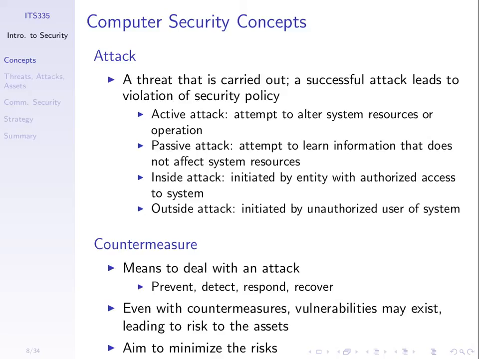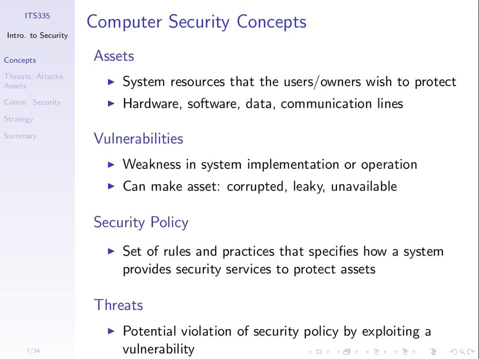Even with countermeasures, there may still be vulnerabilities and there are risks to our assets. So our overall aim is to protect our assets. So what we do is we consider, okay, what assets we want to protect, what are the vulnerabilities in our computer system, what things can go wrong. We have a policy, what do we want to achieve?